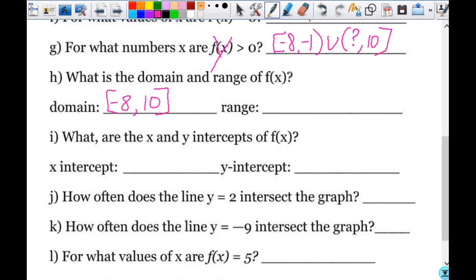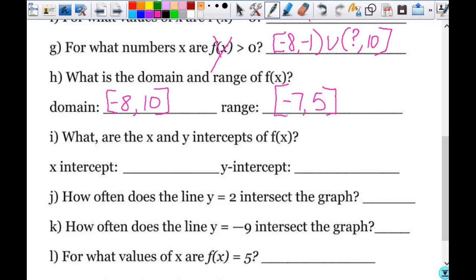All right, my range. Where do I start? Negative 7. Where do I end? 5. And make sure, because I did see this on somebody's paper earlier today, and we got it fixed, make sure it's always the left-hand side is the smaller one, and then the right-hand side is the bigger one. So always go from the bottom up or from left to right.